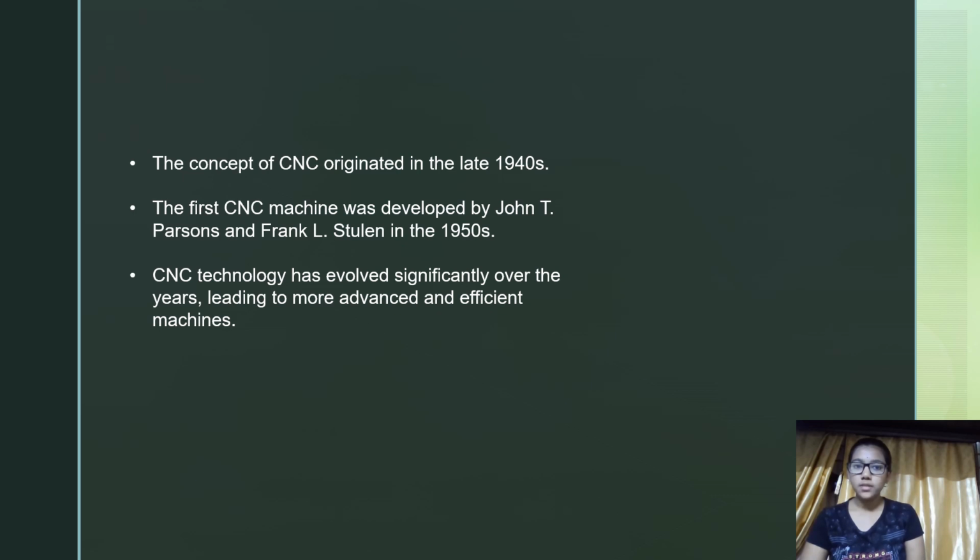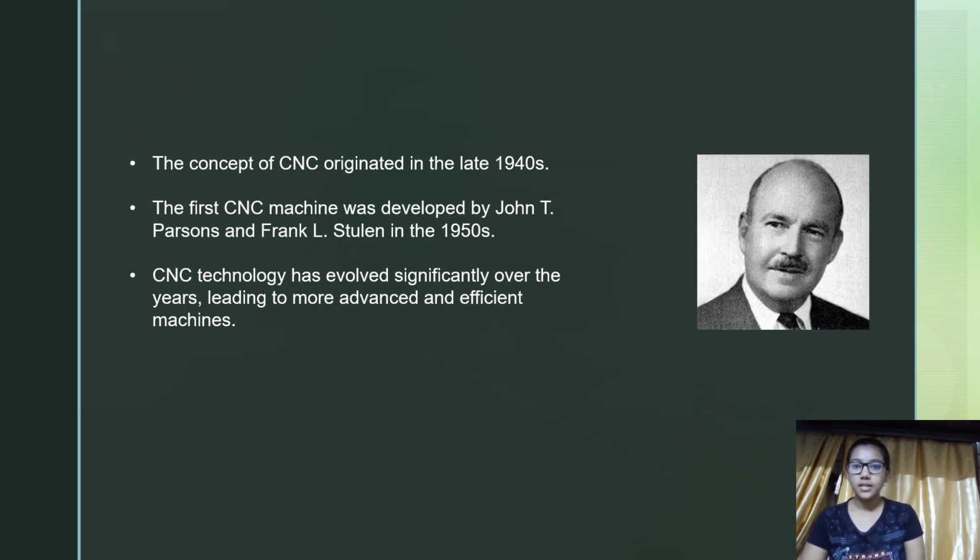The concept of CNC originated in the late 1940s. The first CNC machine was developed by John T. Parsons and Frank L. Stulen in the 1950s. CNC technology has evolved significantly over the years, leading to more advanced and efficient machines.